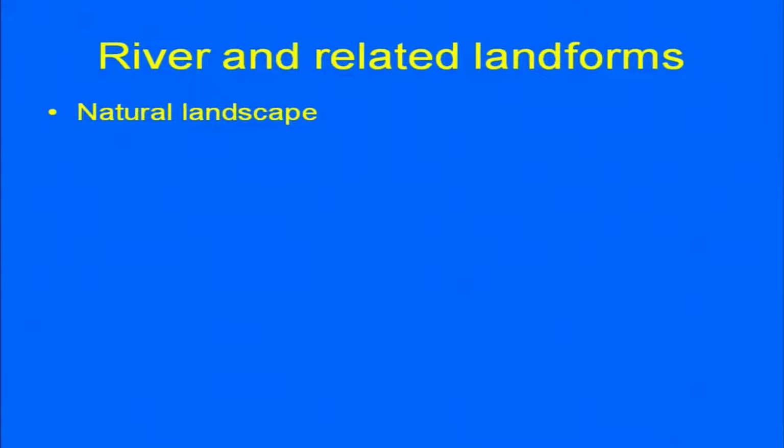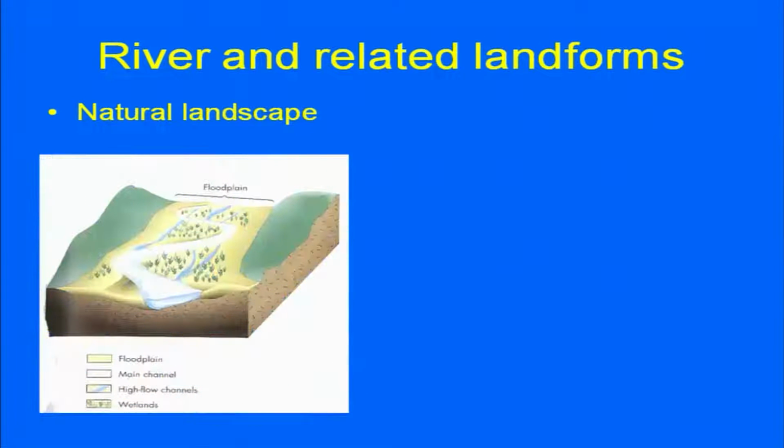Rivers and related landforms: if we take a natural landscape, then mostly what we see is the active floodplain, as I was showing in one of the aerial satellite photographs of the Indo-Gangetic plain. We have the active floodplain where the channel has a tendency to move, and this is the boundary of the active floodplain, and the main channel has been shown here. High flow channels are seen here. During high flow, these channels will be occupied, and within the active floodplain we also have the wetlands.